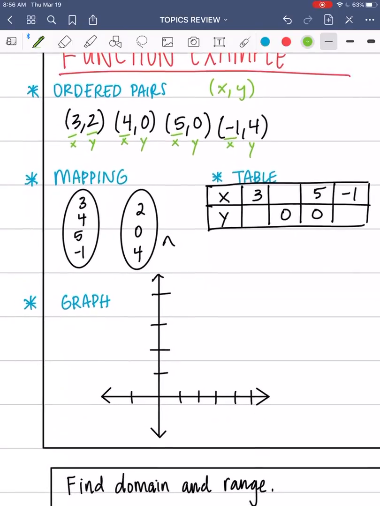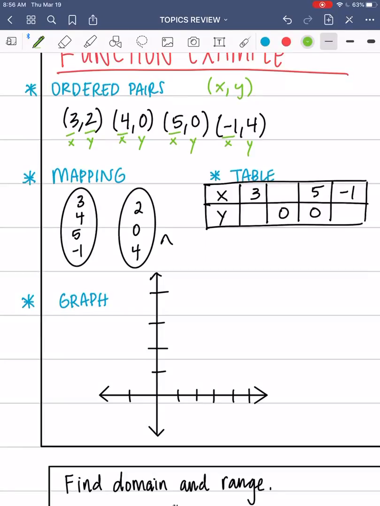So let's also write this as a mapping. So the mapping is going to say, well, look here, we paired 3 with 2. So that means 3 should go to 2. And then we paired 4 with 0, so 4 should go to 0. We paired 5 with 0, so 5 should also go to 0. And then negative 1 was paired with 4. So our mapping would look like this. It tells us the x number and what it goes to for the y number. Okay, so one way to look at it is as a mapping.